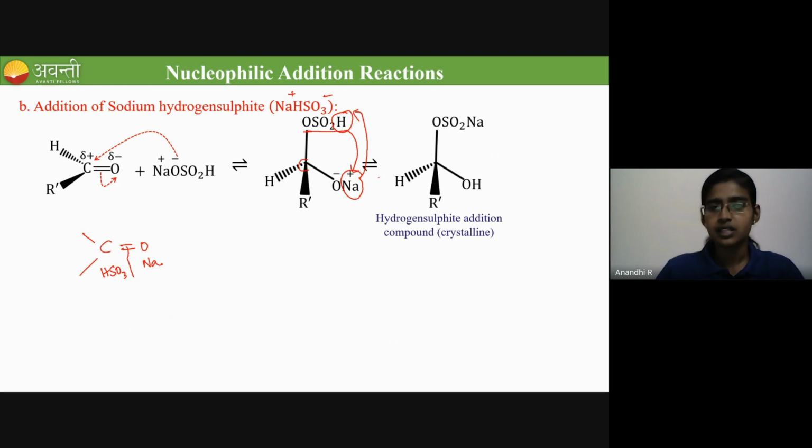You can write this step as proton transfer. The step is called proton transfer. H plus is the proton, it is transferring. Is this clear to you all? Shall we move on to the next nucleophilic addition? If it is clear to you, just type yes, or it is clear. I am waiting for your response.